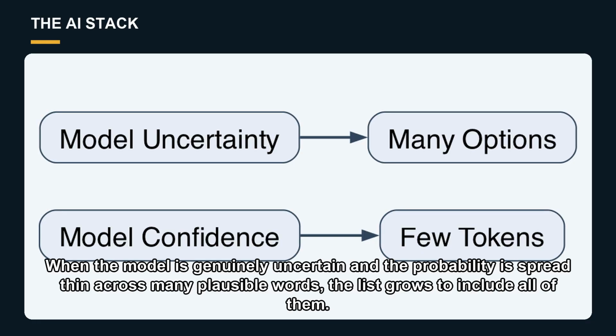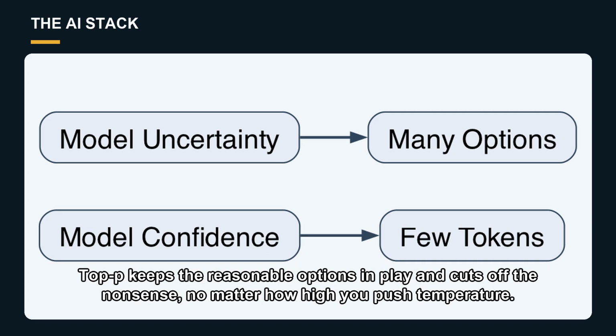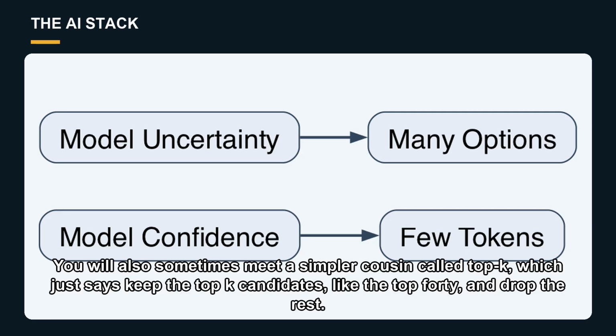When the model is genuinely uncertain and the probability is spread thin across many plausible words, the list grows to include all of them. Top P keeps the reasonable options in play and cuts off the nonsense, no matter how high you push temperature. You will also sometimes meet a simpler cousin called Top K, which just says keep the top K candidates, like the top 40, and drop the rest.